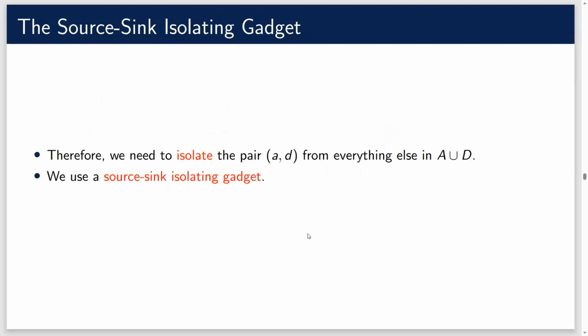So how do we do this? We have a tool called the source isolating gadget. In fact, this tool is from a paper about the space complexity of vertex connectivity oracles. So this is quite interesting. We get some tools in space complexity, and we actually modify them for time complexity.